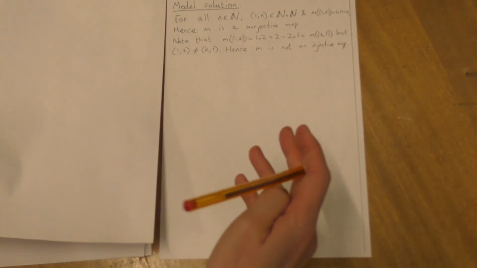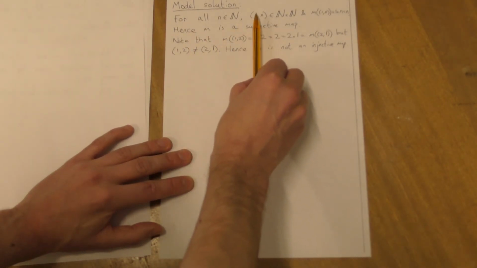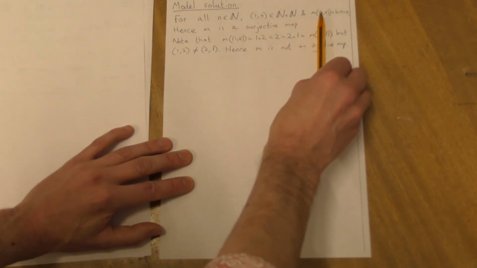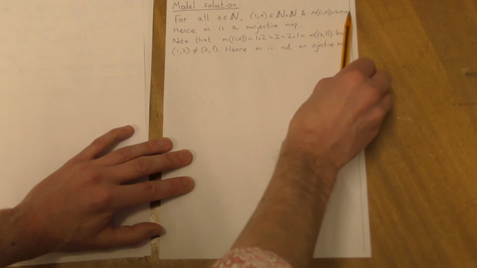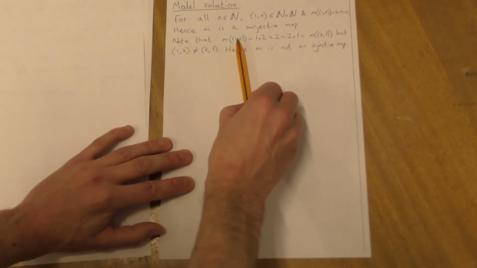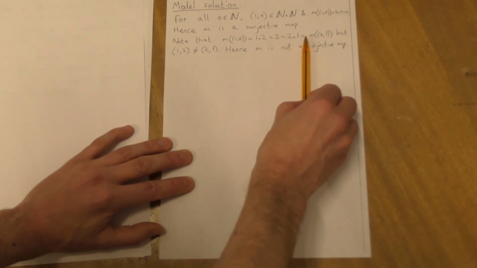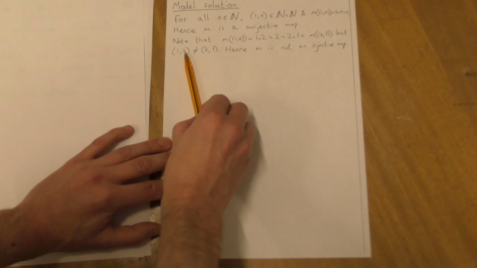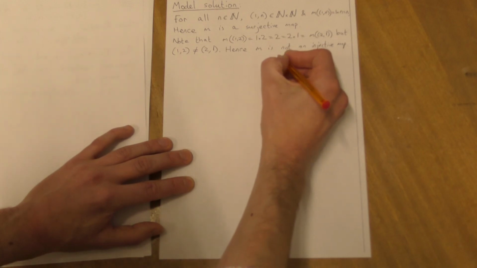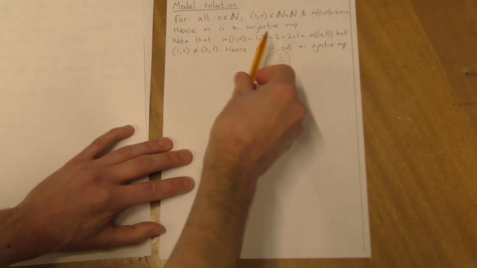And so finally, we're going to move on to the model solution. For all n, a natural number, (1,n) is in N cross N, and m of (1,n) is equal to 1 times n, which is n. Hence, m is a surjective map. Note that m of (1,2) is equal to 1 times 2 is equal to 2 is equal to 2 times 1 is equal to m of (2,1). But (1,2) does not equal (2,1). Hence, m is not an injective map. So this is absolutely a 3 out of 3 because it's completely coherent.